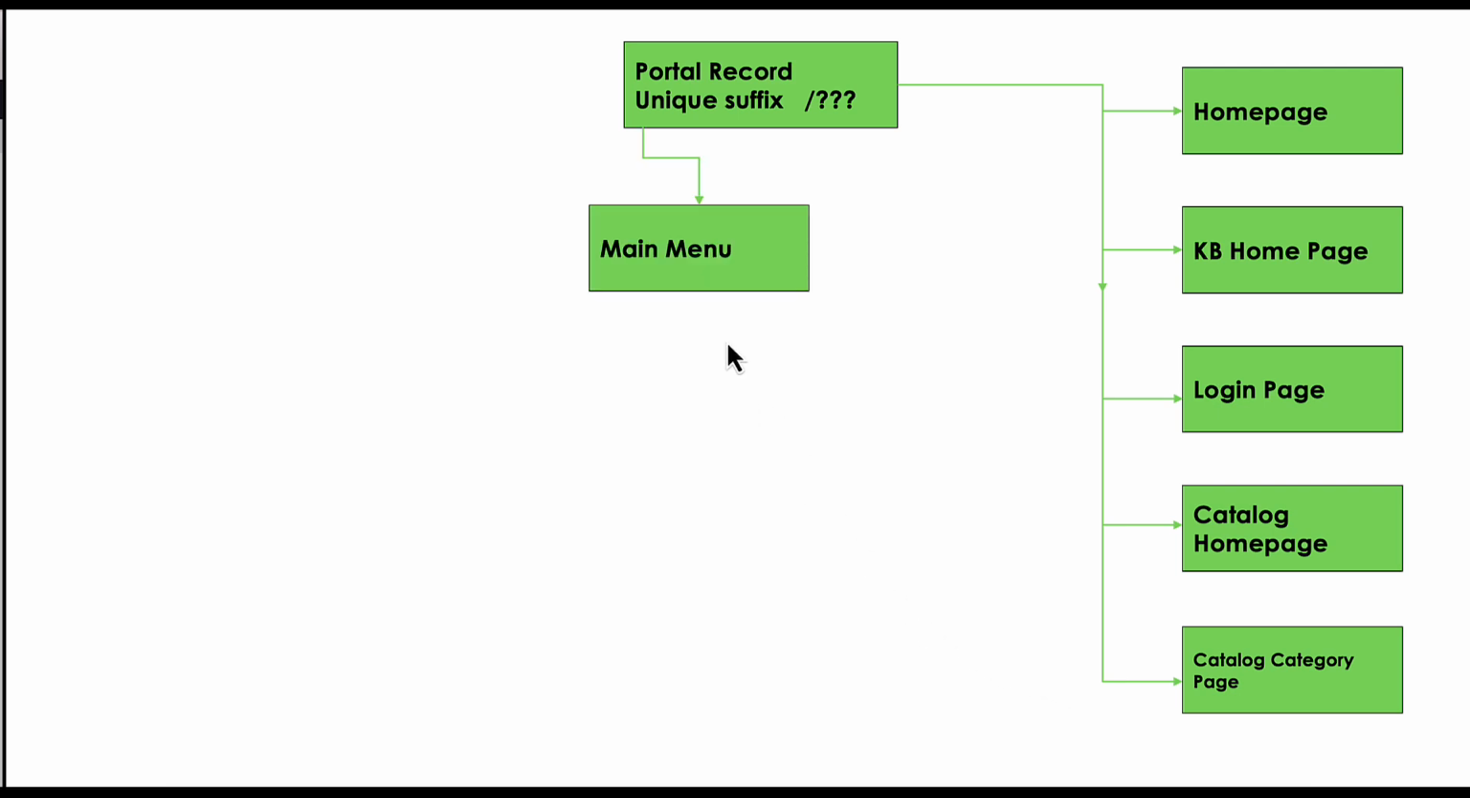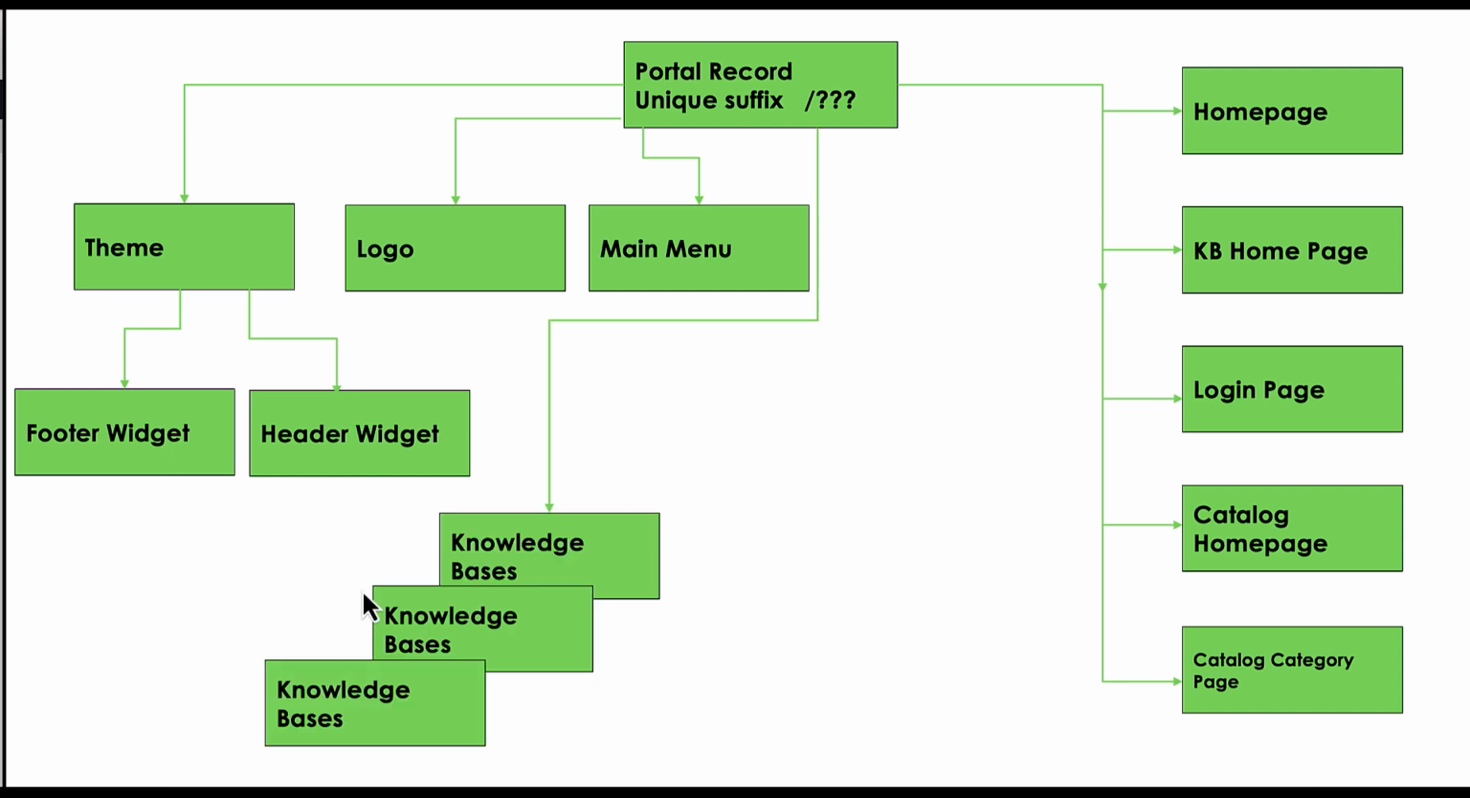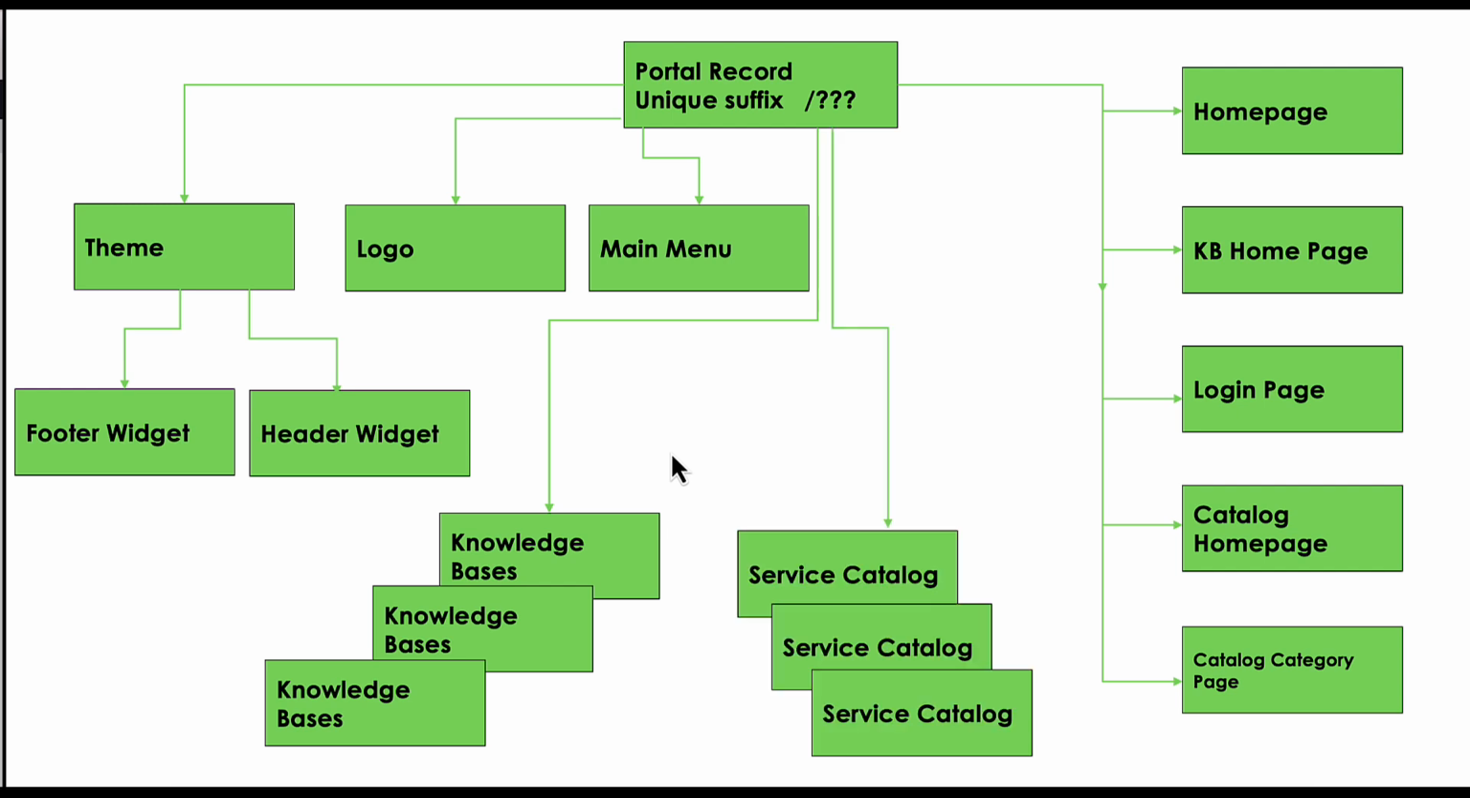Next, you will point it to which menu that you want to access, and you can configure your own menu. Probably you should use the ones that come out of the box with the reference portals. Then you would absolutely add your logo. The theme is what's next. The header and the footer is defined in the theme. And then each portal can point to one or more knowledge bases and one or more service catalogs.